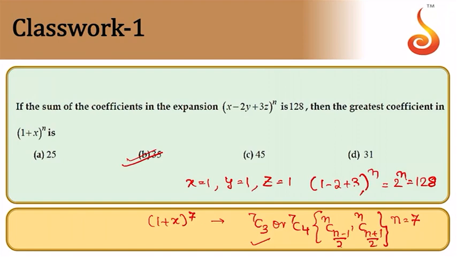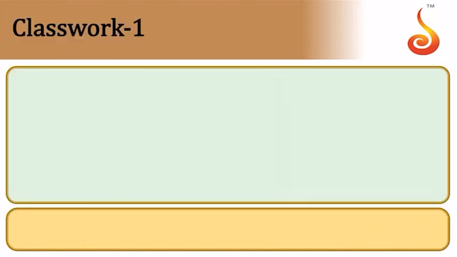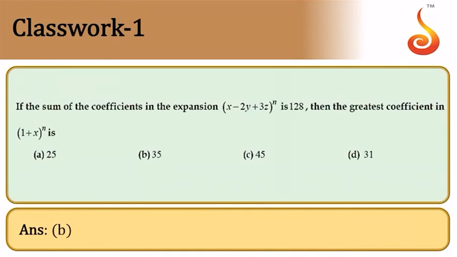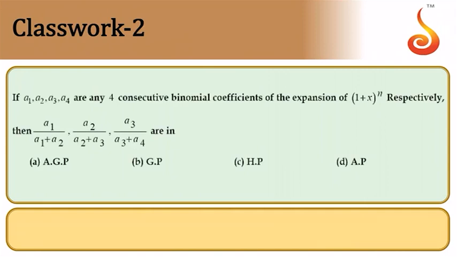I hope you understood. Simple question. 2 to the n is 128. This will give you 7C3 or 7C4. So greatest coefficient is always nC(n minus 1)/2 or nC(n plus 1)/2 whenever n is odd. When n is odd. If it is even, it will be nC(n by 2). So option B, 35 is correct.